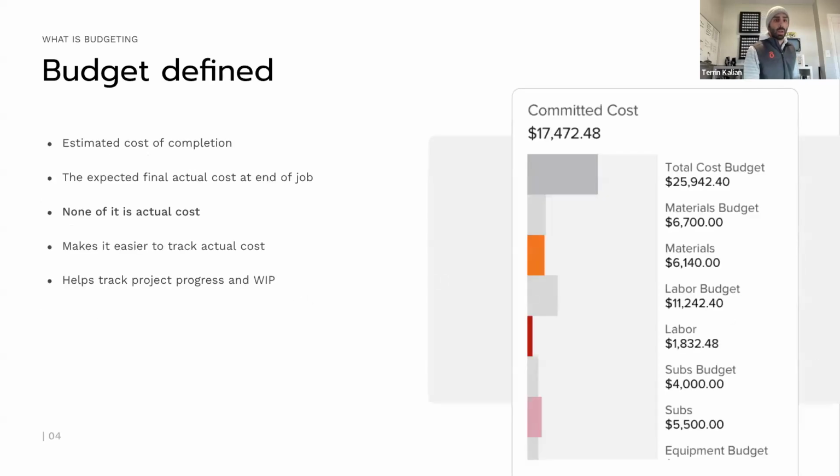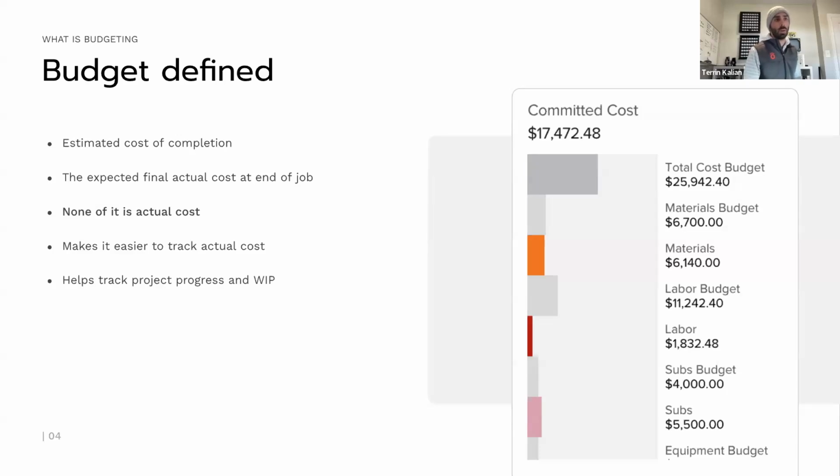So let me start with this high level, budget defined. What are we talking about when we talk about budget? The simplest definition here is estimated cost of completion. So how much do we think it's going to cost us to finish this job?